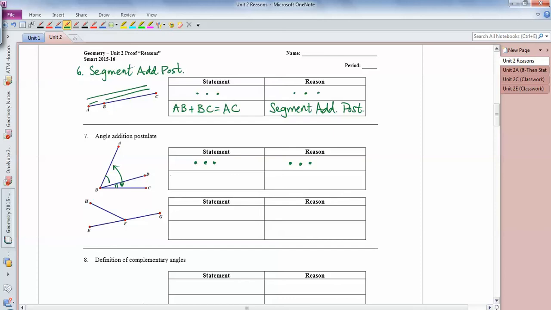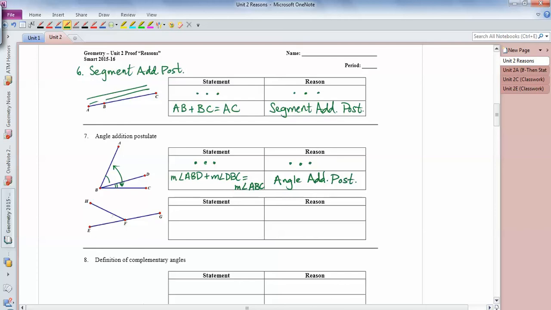But it would show up as something like measurement of angle ABD plus the measurement of angle DBC equals, not 180, the measurement of the big angle, measurement of angle ABC. And the reason is, well, we're adding 2 angles next to each other to get the big angle. Angle addition postulate.